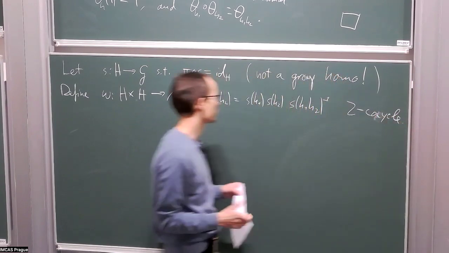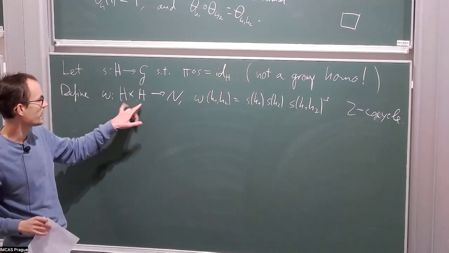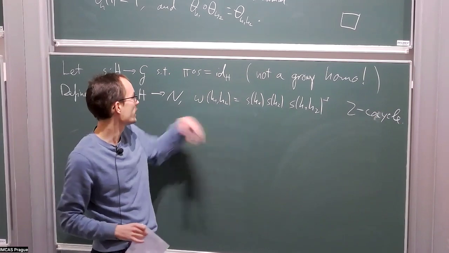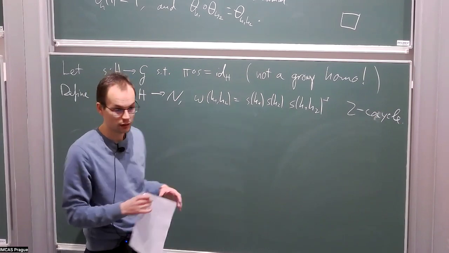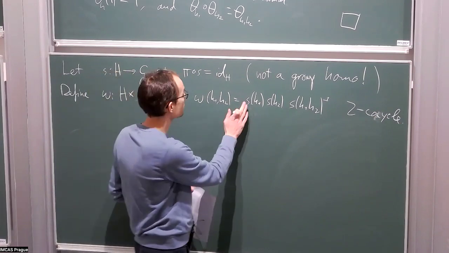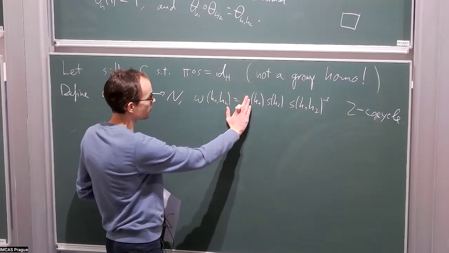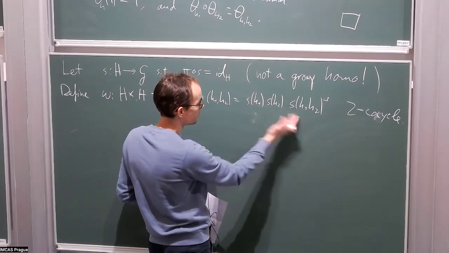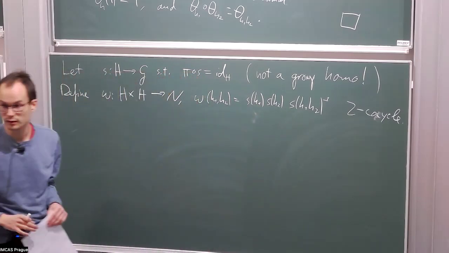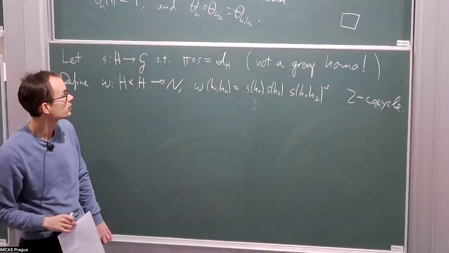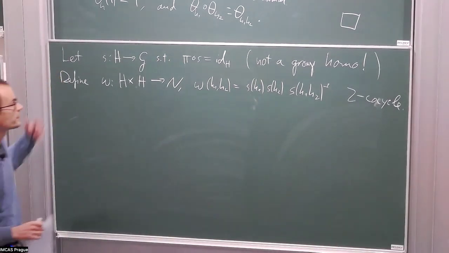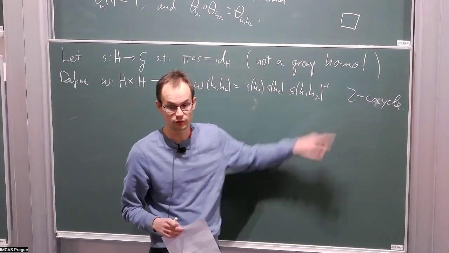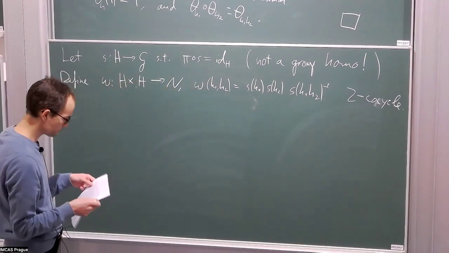Which is a 2-cocycle. First of all, this indeed lies in N, the right-hand side, because N is exactly the kernel of pi. If I apply pi to this right-hand side, the S just vanishes because of this condition, so the right-hand side will be the identity after applying pi. It has a bunch of properties which I don't want to write down, but which make it a 2-cocycle.